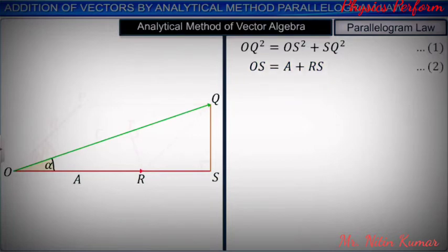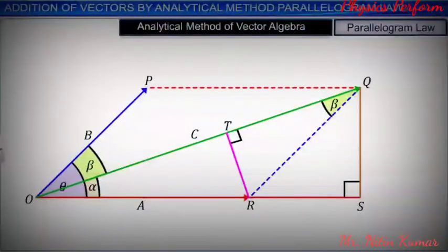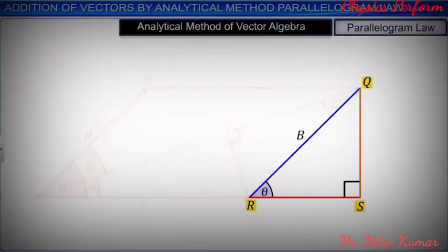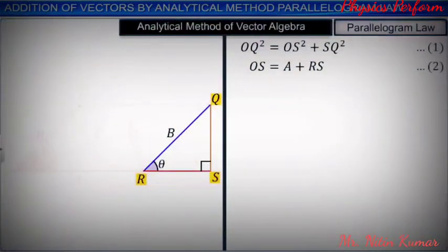From triangle QRS, we can write cos theta is equal to RS by RQ, which is equal to RS by B. By cross multiplying, we can write RS is equal to B cos theta. Let this be equation 3.